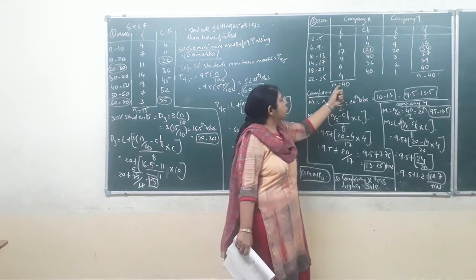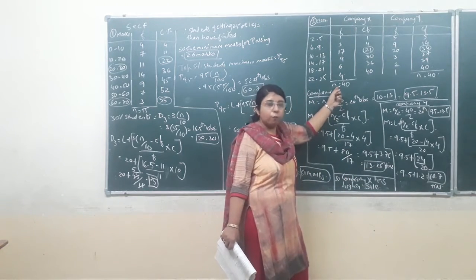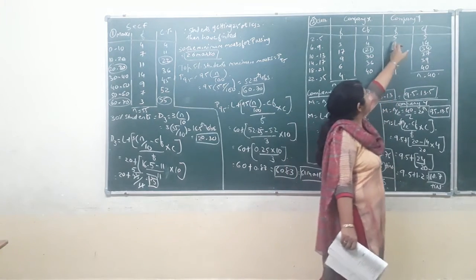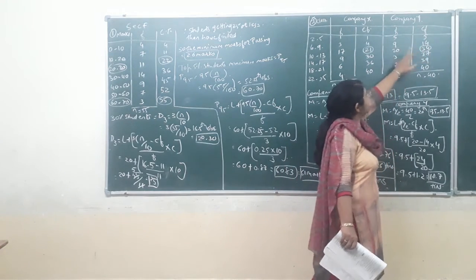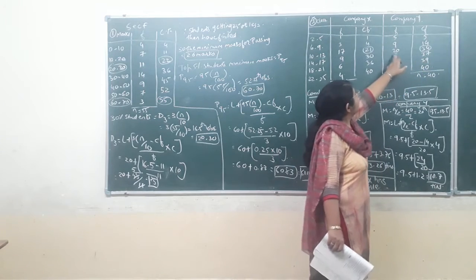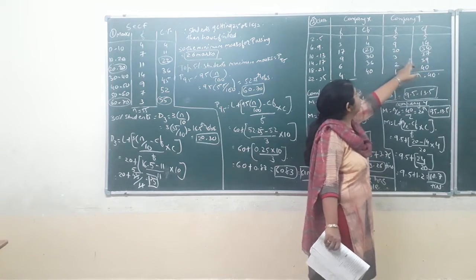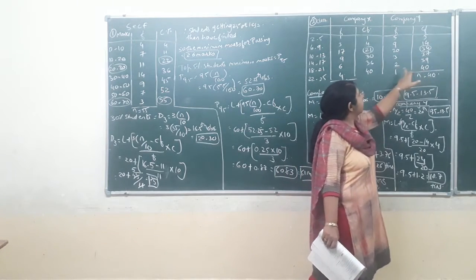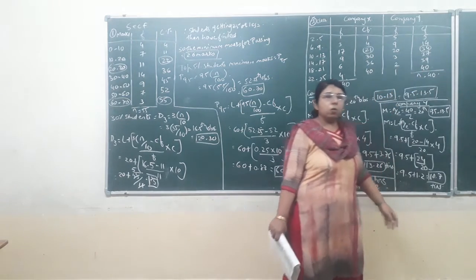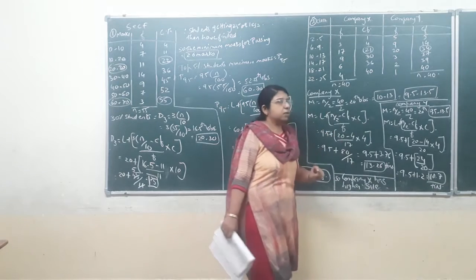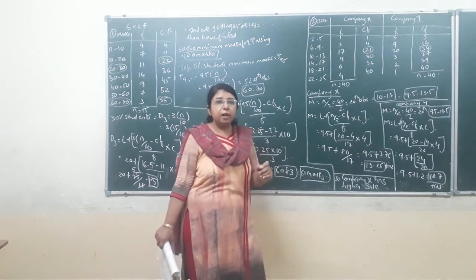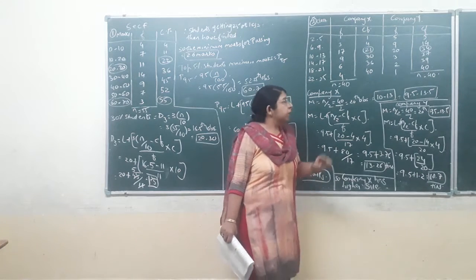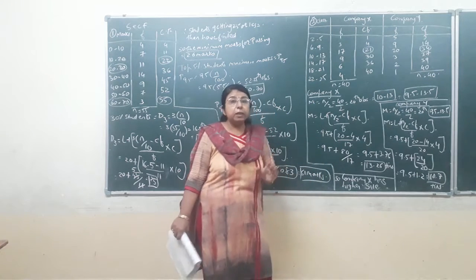So the total value of the frequency N is equal to 40. In the same way, you have to do for company Y. The first value of CF is 5, 5 plus 9 is 14, 14 plus 20 is 34, 34 plus 3 is 37, 37 plus 2 is 39, 39 plus 1 is equal to 40. Okay. So in both the cases, the total of frequency, or the last value of cumulative frequency, comes to 40. Okay. Now we have to find the median in both the cases.